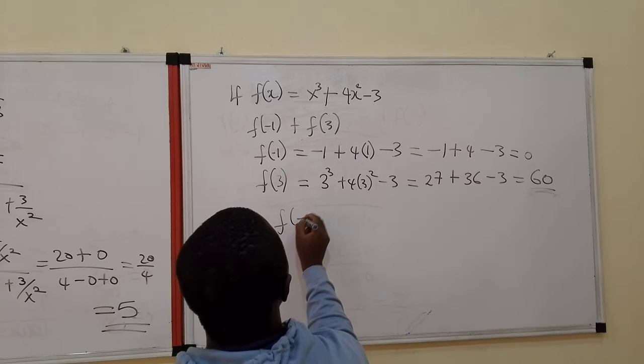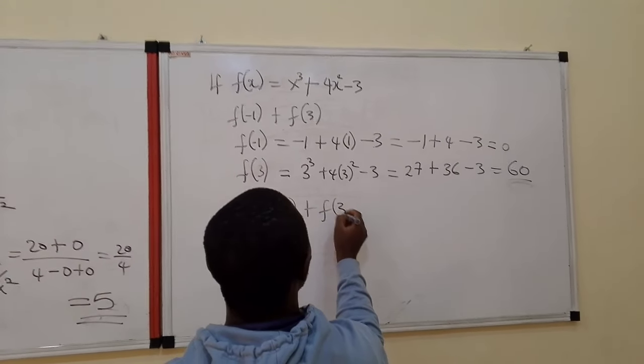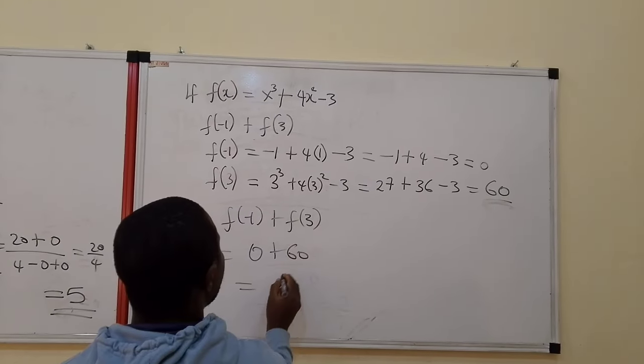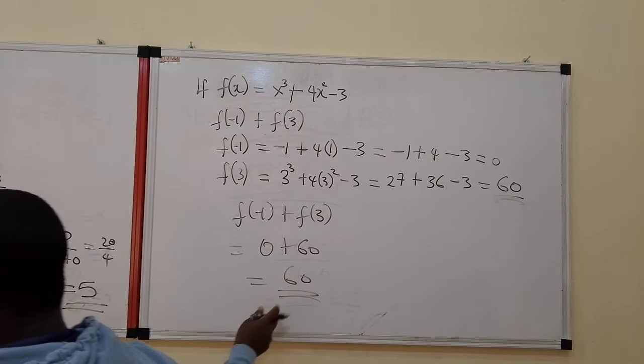Now f of minus 1 plus f of 3 now becomes 0 plus 60. 0 plus 60 is 60, which is my final answer.